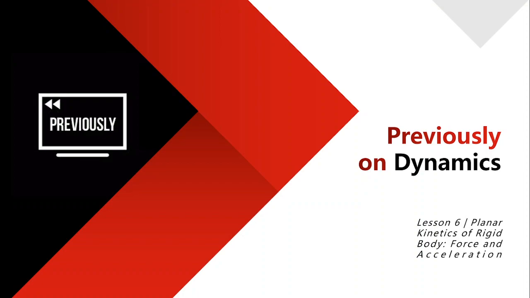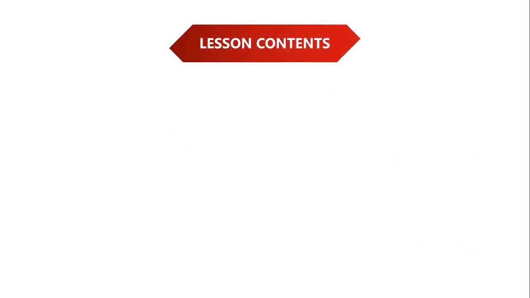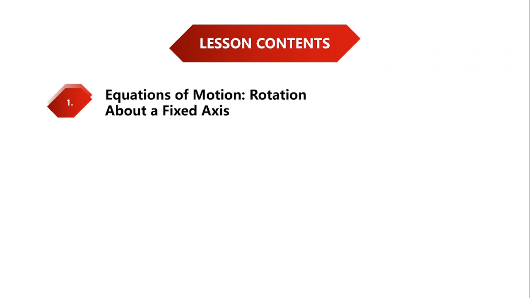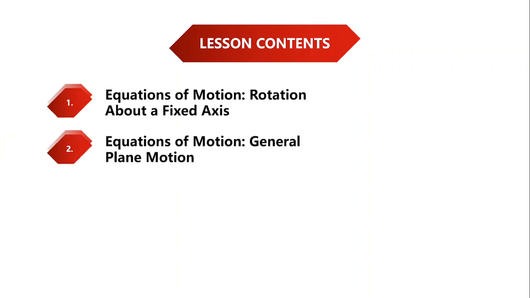For the continuation, we are going to discuss the last two parts of this Lesson 6. It comprises the equations of motion when your body is in rotation about a fixed axis, and equations of motion when your body is in general plane motion. Recalling module 4, we learned there that there are three types of planar motion: translation, rotation about a fixed axis, and general plane motion. So how do we deal with problems involving planar kinetics?